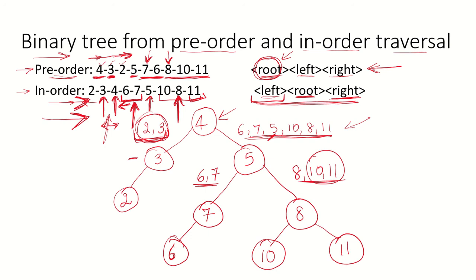Now we are done with all elements and our binary tree has been constructed. From this binary tree, you can compute the pre-order traversal and you should get this. You can check the in-order traversal also and you should be able to get this. So this is a way of checking whether the binary tree that you have constructed is correct or not.